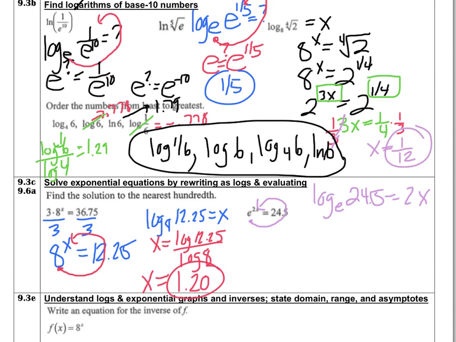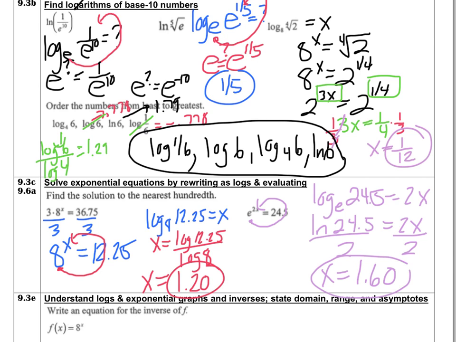Now, hopefully you recognize log base e is just the natural log button. So you may have jumped right to this step right here. So now the last thing we're going to do is to get x by itself, divide everything by 2. So in your calculator, take the natural log of 24.5, divide that by 2. You're going to get that x equals 1.60.